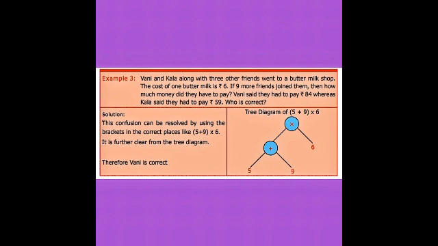Okay, so first they are going, Kala, Vani and 3 friends, totally 5 members. Then along with that they are joining 9. So 5 plus 9 multiplied by 6. Multiplied by 6 means 6 is the cost of 1 buttermilk. So 5 plus 9 is 14. 14 into 6 is 84. Therefore, Vani is correct. Therefore, Vani's amount is correct.